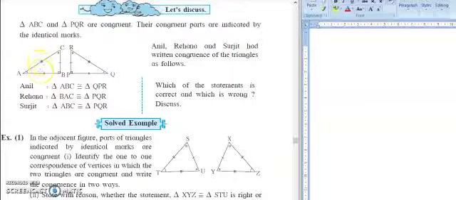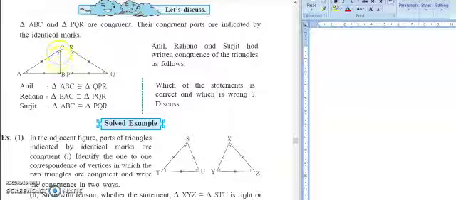This part is congruent to this part because 3 lines are there in this part and 3 lines in this part. Then this part is congruent to this part because 2 lines are there and here also 2 lines, and this part is congruent to this part, so 1 line is here and 1 line is here.